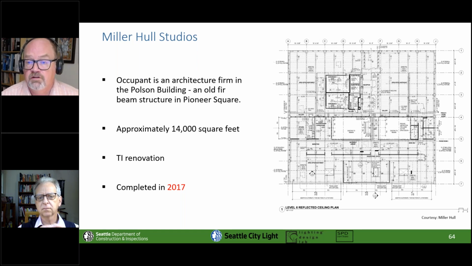Mm-hmm. So this is Miller Hull Studios. It was actually one of my favorite firms to work with, and great fun doing the retrofit for their offices. They're an architecture firm in the Polson Building, which is an old structure in Pioneer Square. They occupy a floor plate. It was a TI renovation. They've occupied that floor plate for a very long time. We completed it in 2017. We go to the next one.